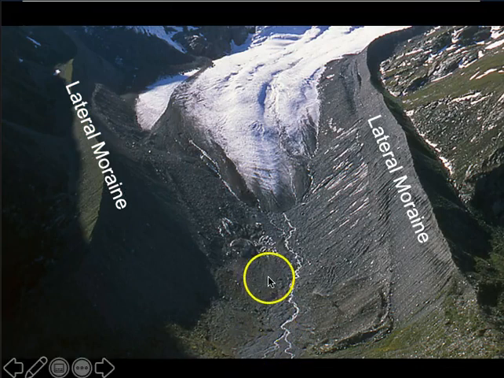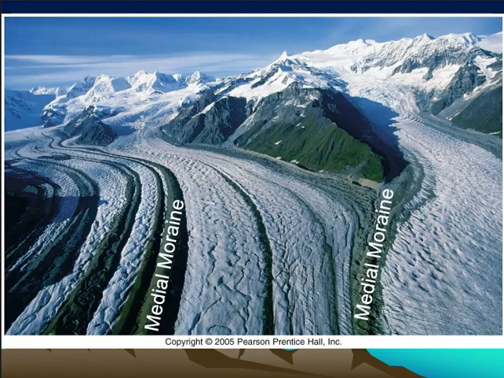Here's another example of that. There's the glacier. This is all till here, and the till that was along the sides of the glacier are the lateral moraines. When two glaciers merge, their lateral moraines merge as well, and this creates medial or middle moraines. In this photograph, we have quite a few medial moraines, meaning that many glaciers have merged together to form this massive glacier in the foreground.